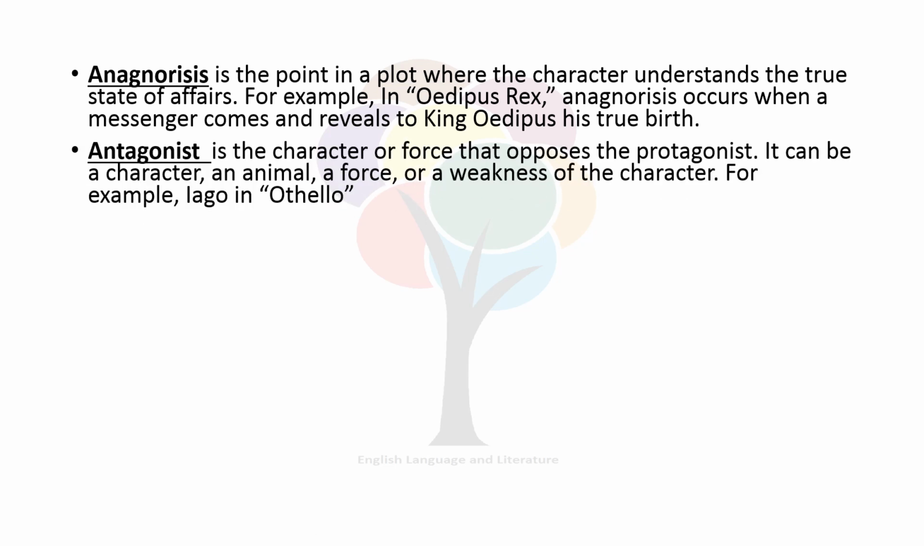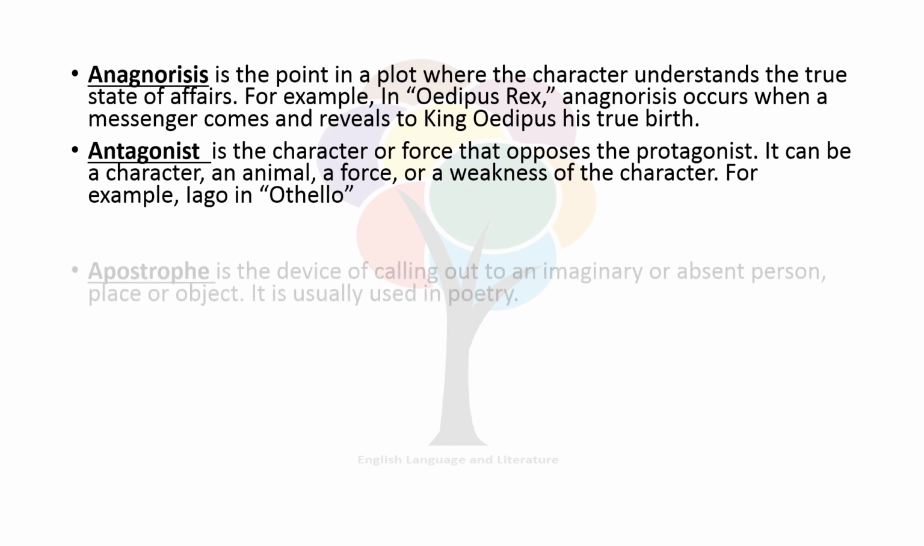Antagonist. Antagonist is a type of character. Antagonist is the character or force that opposes the protagonist. It can be a character, an animal, a force, or a weakness of the character. For example, Iago in Shakespeare's play Othello.